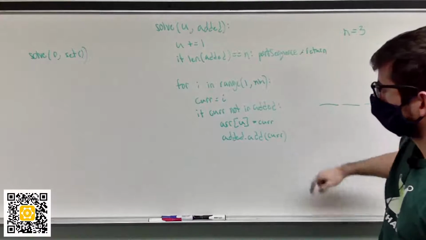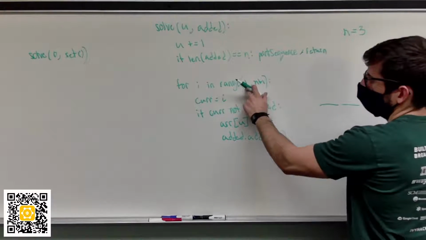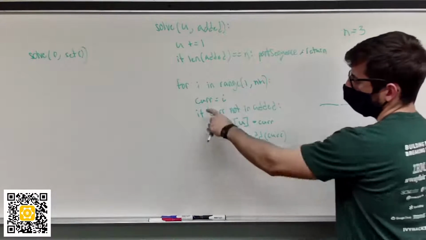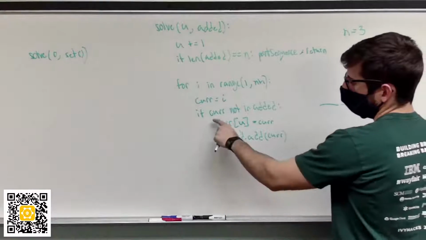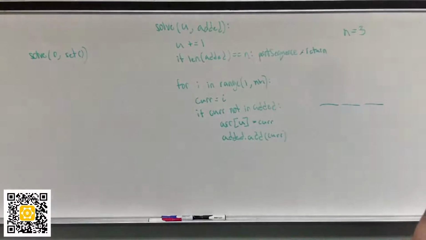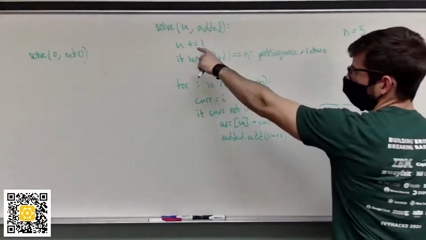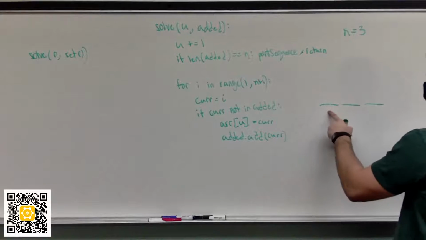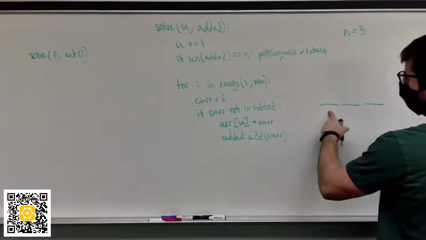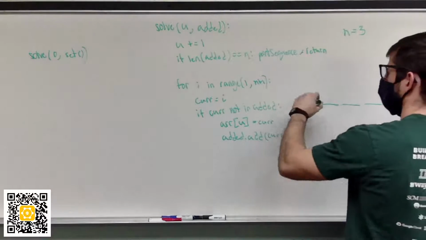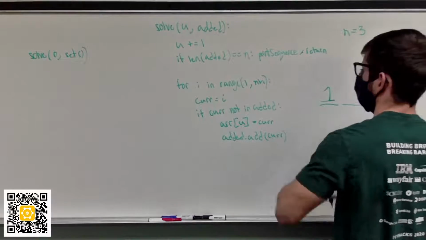Now we get here. So first, we're going to start off with 1. Current is going to be equal to 1, and it's not in our set. So in our position 1, which is right here, set that equal to current. So that's going to be 1 here.